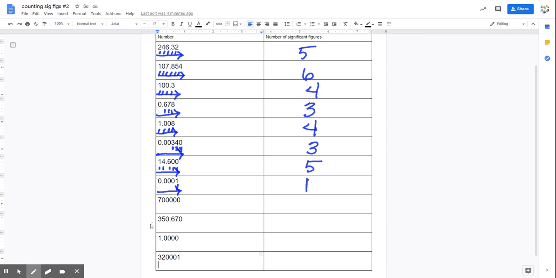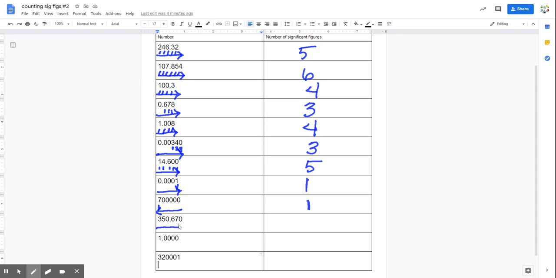Next, we have one without a 0. So we go from right to left. We don't count these zeros because they're before a non-zero. Our first non-zero is a 7, so we have 1 significant figure.